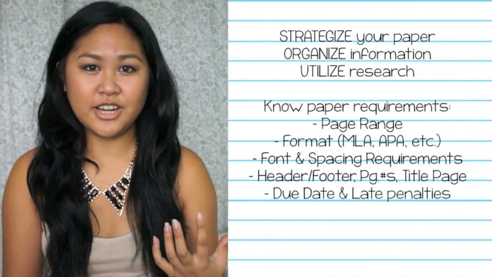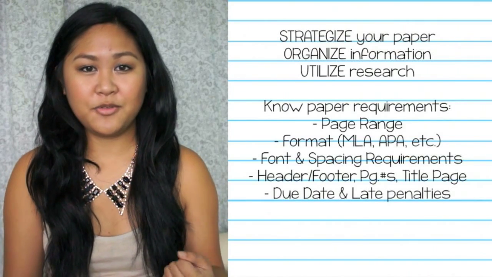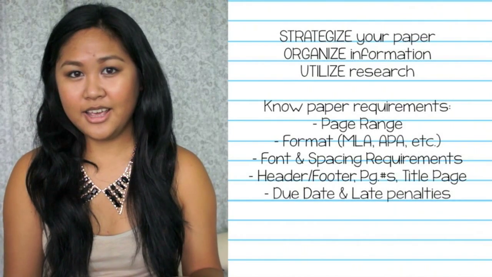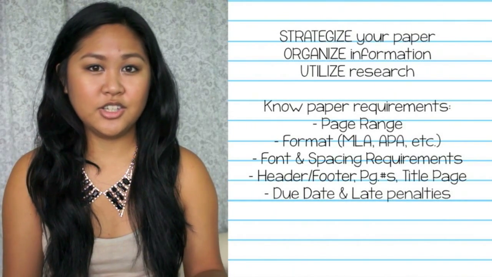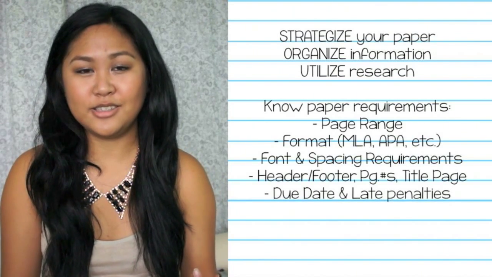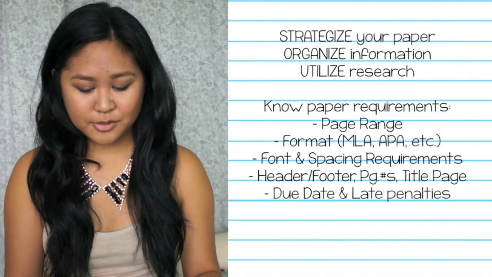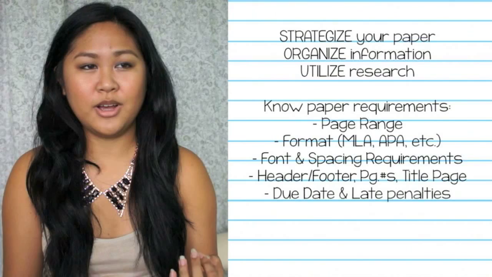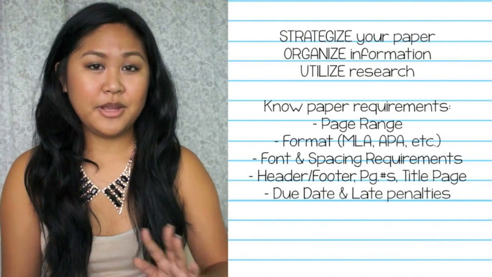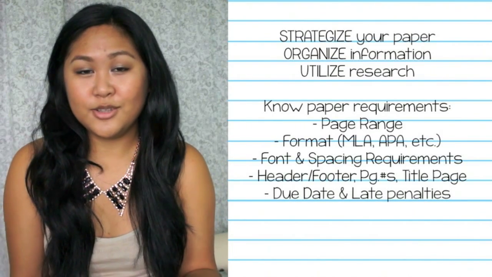So first, you want to strategize your paper. First, you want to know the requirements of the paper. Your professor will most likely tell you what type of format you need. If it's MLA, APA, the page range, how many pages it should be, and then the font requirements, if it has to be Times New Roman, 12-point font, if it needs to be double space or single space. And then if your professor wants a header or footer with your name, with the page numbers, anything like that, make sure to get that information ahead of time. And then also, of course, know the due date for the paper.